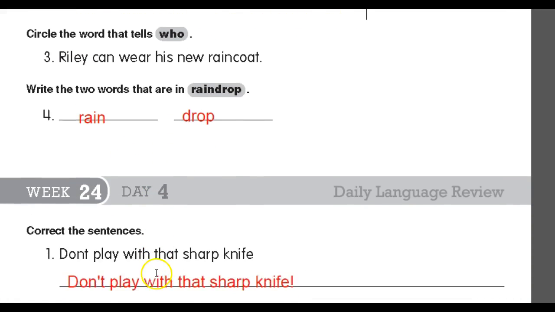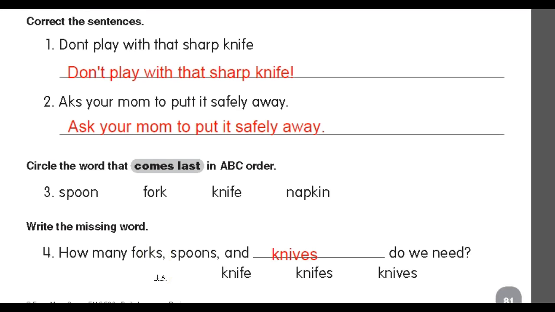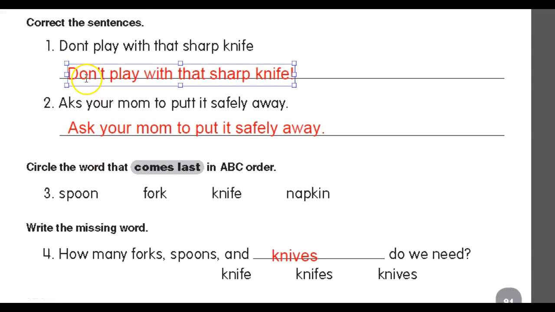Okay. Don't play with that sharp knife. So we need an apostrophe T for our contraction. Don't play with that sharp knife, and I put an exclamation point because you're probably being very forceful and have lots of emotion if you are telling somebody not to play with the sharp knife. Ask your mom to put it safely away. So A-S-K is how you spell ask, your mom to put, just P-U-T, it safely away.